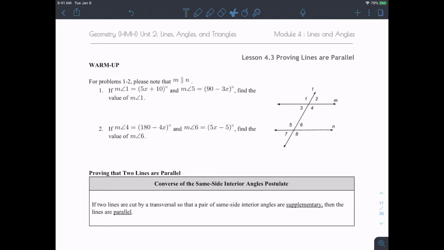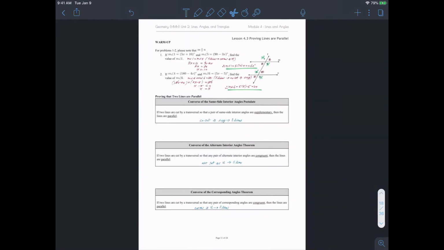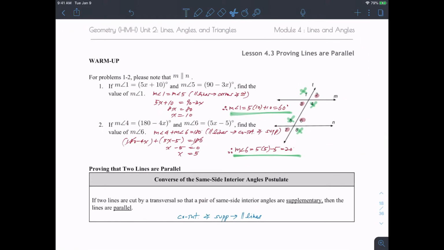Alright guys, so you should have gotten for the first one x equal to 10, and for the second one you should have gotten x equal to 5, and respectively the angle 1 for the first one is 60 and the angle 6 is 20.